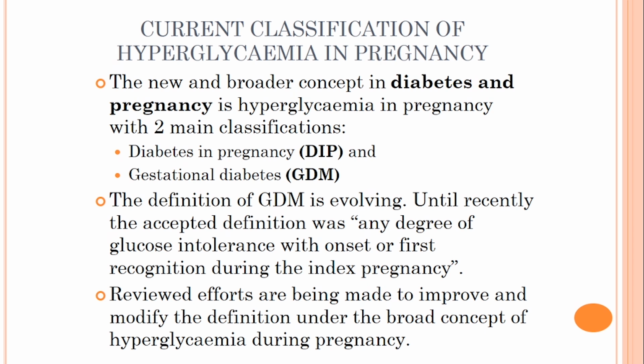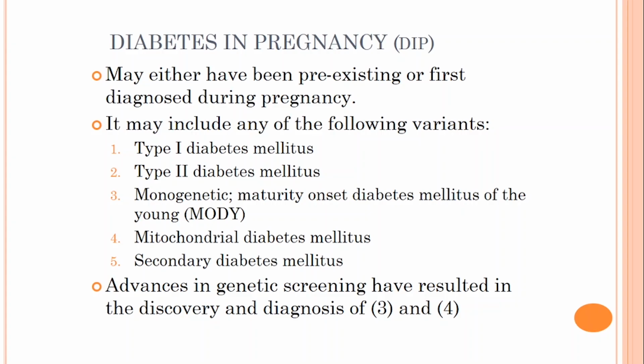The definition of GDM is evolving. Until recently, the accepted definition was any degree of glucose intolerance with onset or first recognition during the index pregnancy. Efforts have been made by different organizations and bodies to modify the definition under the broad concept of hyperglycemia in pregnancy. So, we are going to distinguish between diabetes in pregnancy, called DIP, and gestational diabetes. So, we start with DIP. What is the concept of DIP?